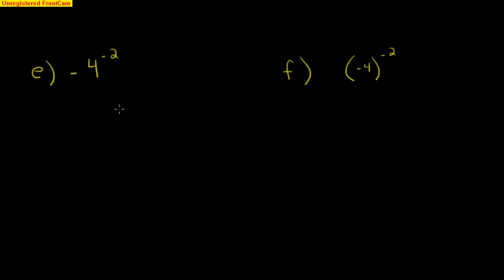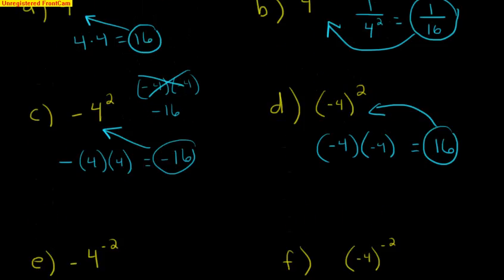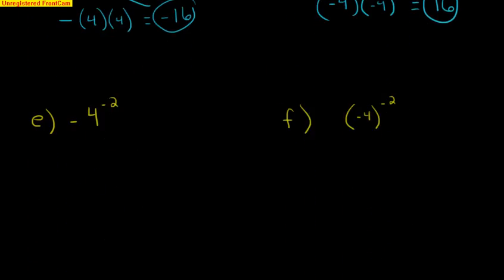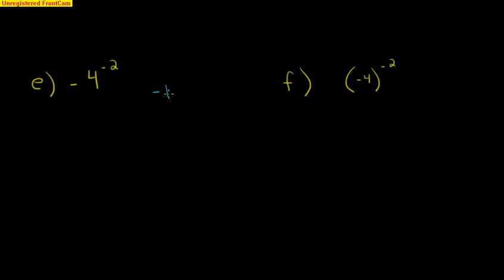Last examples here. Again, the opposite of 4 to the negative second. Well, we said up here 4 to the negative second is going to be 1/16. So in E, we're saying what's the opposite of that? We know it's going to be negative 1/16. But let's just kind of show how it works. This is saying the opposite of 4 to the negative second. So the opposite of, I need to make this exponent positive, 1 over 4 squared. And that's how we end up with negative 1/16.